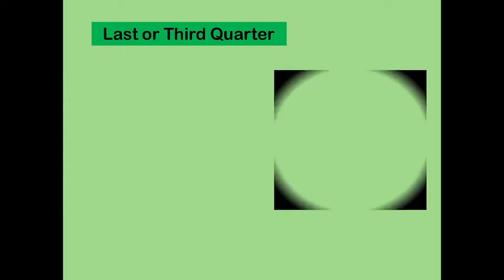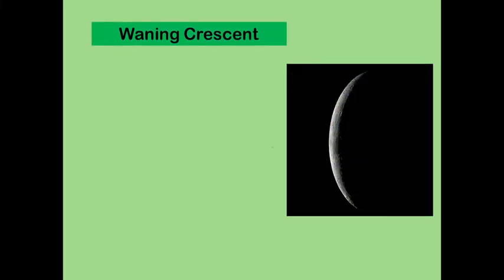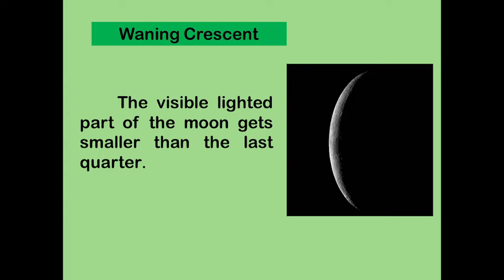Last or third quarter. Half part of the moon is visible again on the third week of the month. Waning crescent. The visible lighted part of the moon gets smaller than the last quarter.